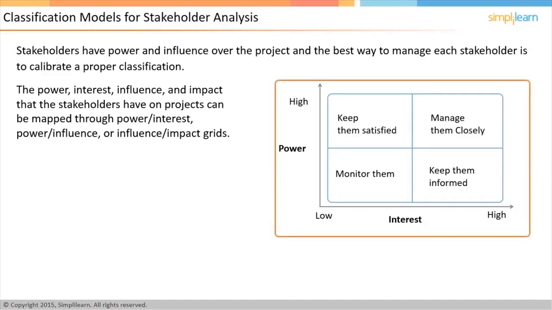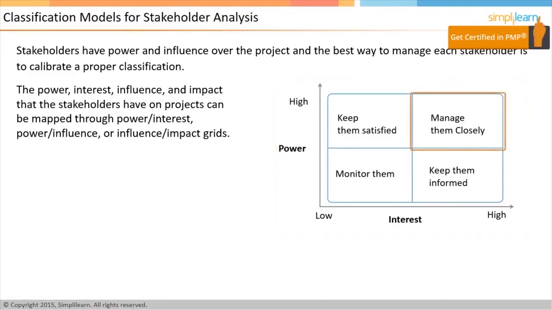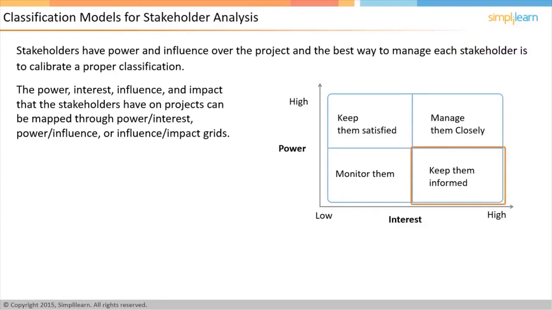The diagram on the screen has an x-axis, which represents interest level, and a y-axis, which represents the power level. Based on the various combinations of power levels and interest levels, the grid can be divided into 4 quadrants. The stakeholders on the top right quadrant, with high power and high interest, need to be managed closely. That is, you have to monitor their involvement and engagement very closely. The stakeholders on the bottom right quadrant, with high interest but low power, need to be kept in the loop. That is, you should share information with them and keep them regularly informed.